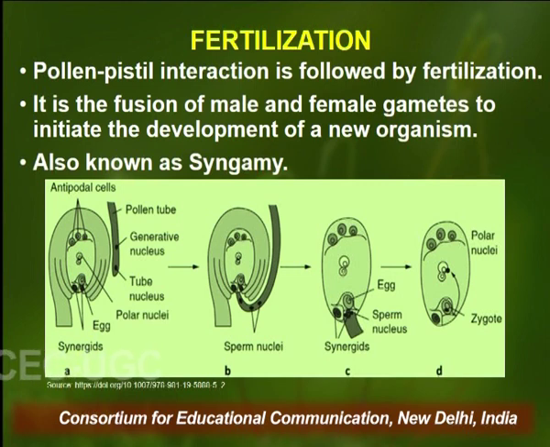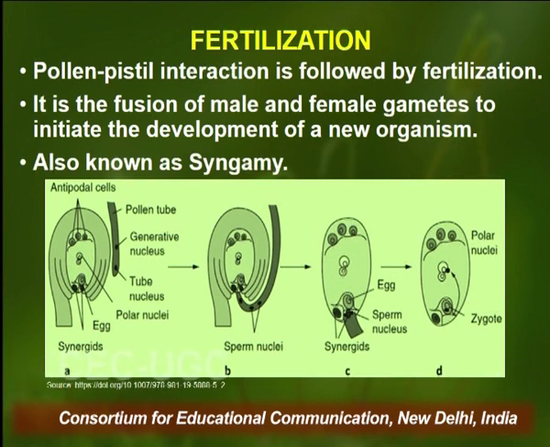Now, we have discussed the pollen-pistil interaction, that is, once the pollen lands on the stigma, it interacts with the pistil, and it is the pistil which decides the fate of that pollen, whether it will be allowed to germinate or not, or even if it is allowed to germinate, whether it can put forth the pollen tubes and these pollen tubes can reach the ovules or not. Now, this process of pollen-pistil interaction once over leads to fertilization.